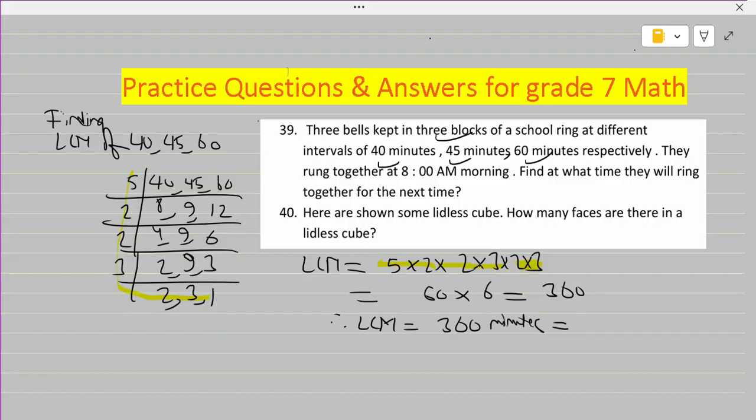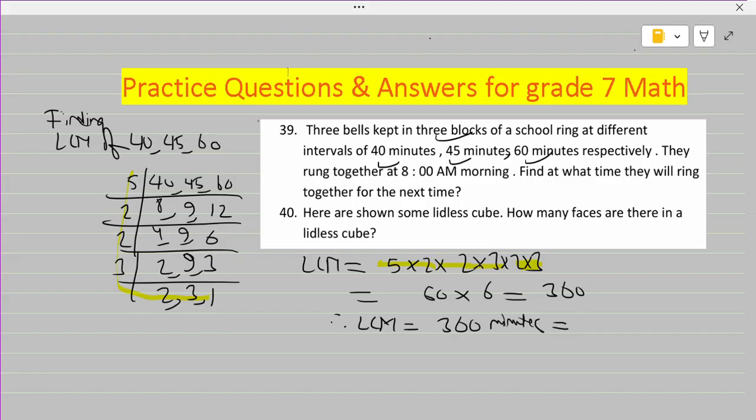Alright, let's check once again if any mistake is there or not. 40, 45 and 60. So 5 8s are 40, 5 9s are 45, 5 12s are 60, 2 4s are 8, 2 6s are 12, 2 2s are 4, 2 3s are 6, and 3 3s are 9, 3 1s are 3. So 5, 2, 2, 3, 2, 3. 5 2s are 10, 10 2s are 20, 20 3s are 60. And 2 3s are 6, 6 times 60 is 360, that's right. So the LCM we got is 360 minutes.